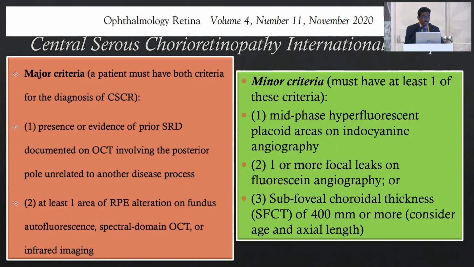To overcome this, the Central Serous Chorioretinopathy International Group published the criteria for CSR into major criteria and minor criteria. The major criteria are the evidence of prior SRF and at least one area of RPE alteration on fundus autofluorescence or on OCT or infrared imaging. And they also had minor criteria, which are ICG or FFA leak being present and choroidal thickness. So these are the various criteria that have been proposed to maintain uniformity in our diagnosis.